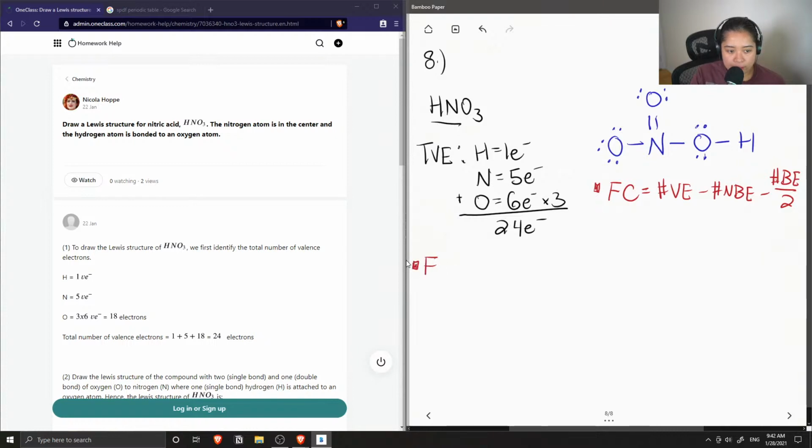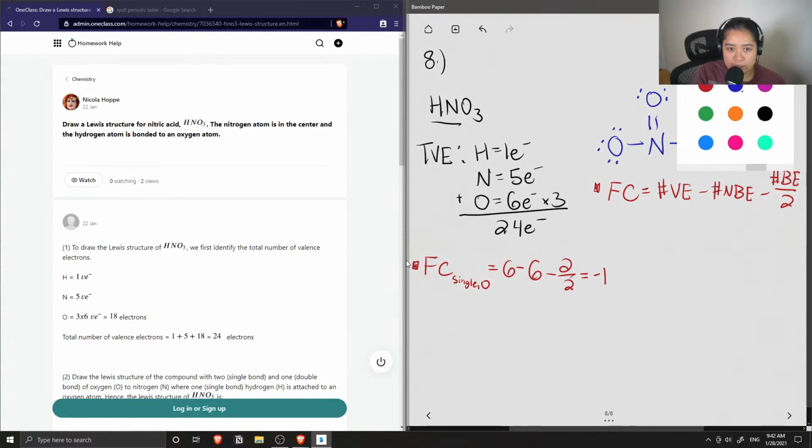So let's calculate the formal charge of the single bonded oxygen. There are 6 valence electrons. The number of non-bonding electrons, so the lone pairs, is equal to 6. And there's a single bond containing 2 bonding electrons. So we have 2 divided by 2, making that oxygen have a -1 formal charge. So we can just add a negative beside it.